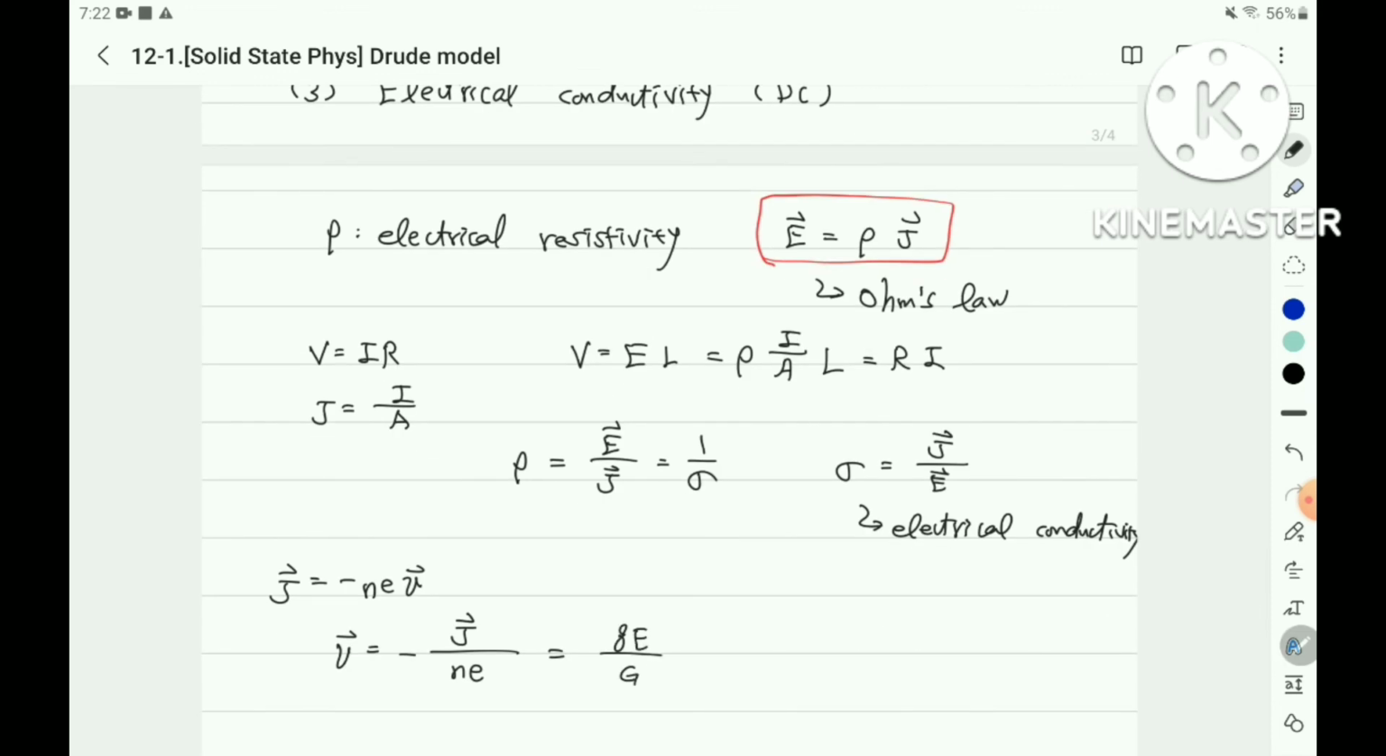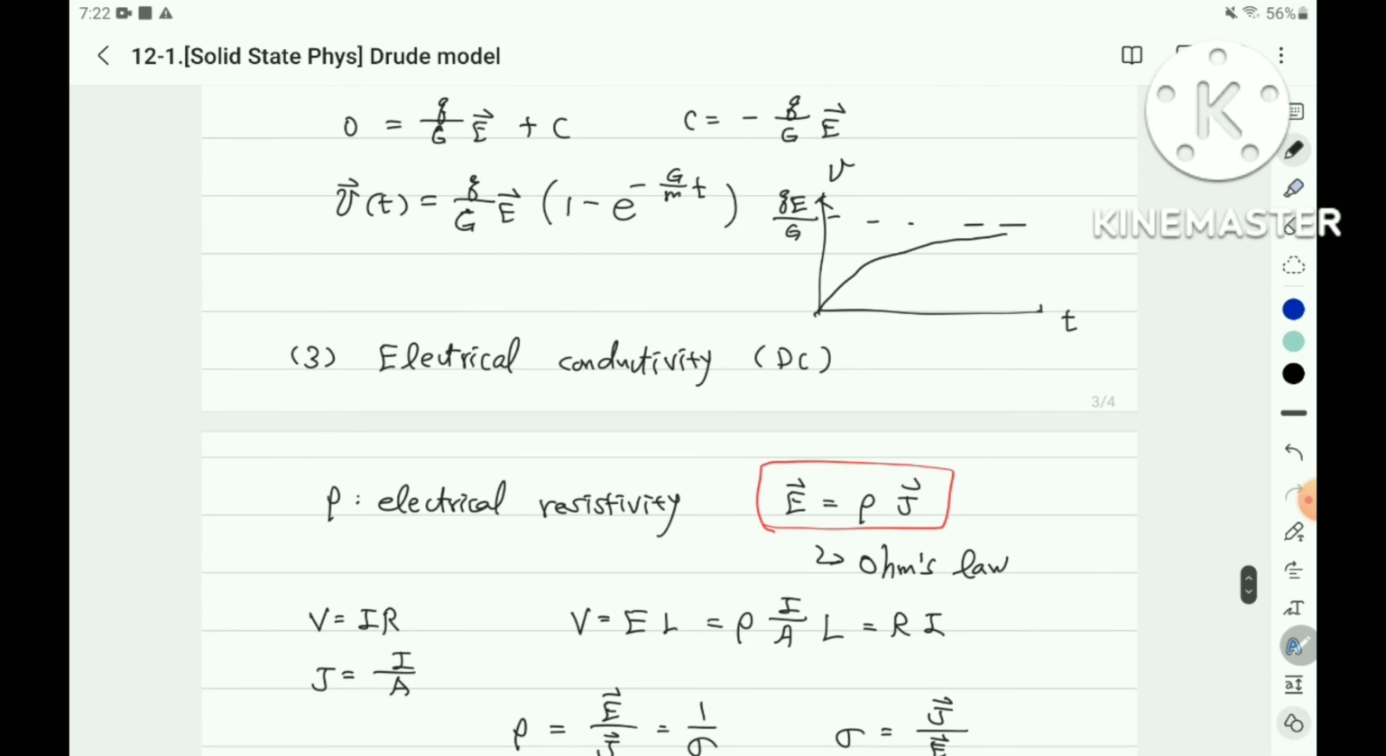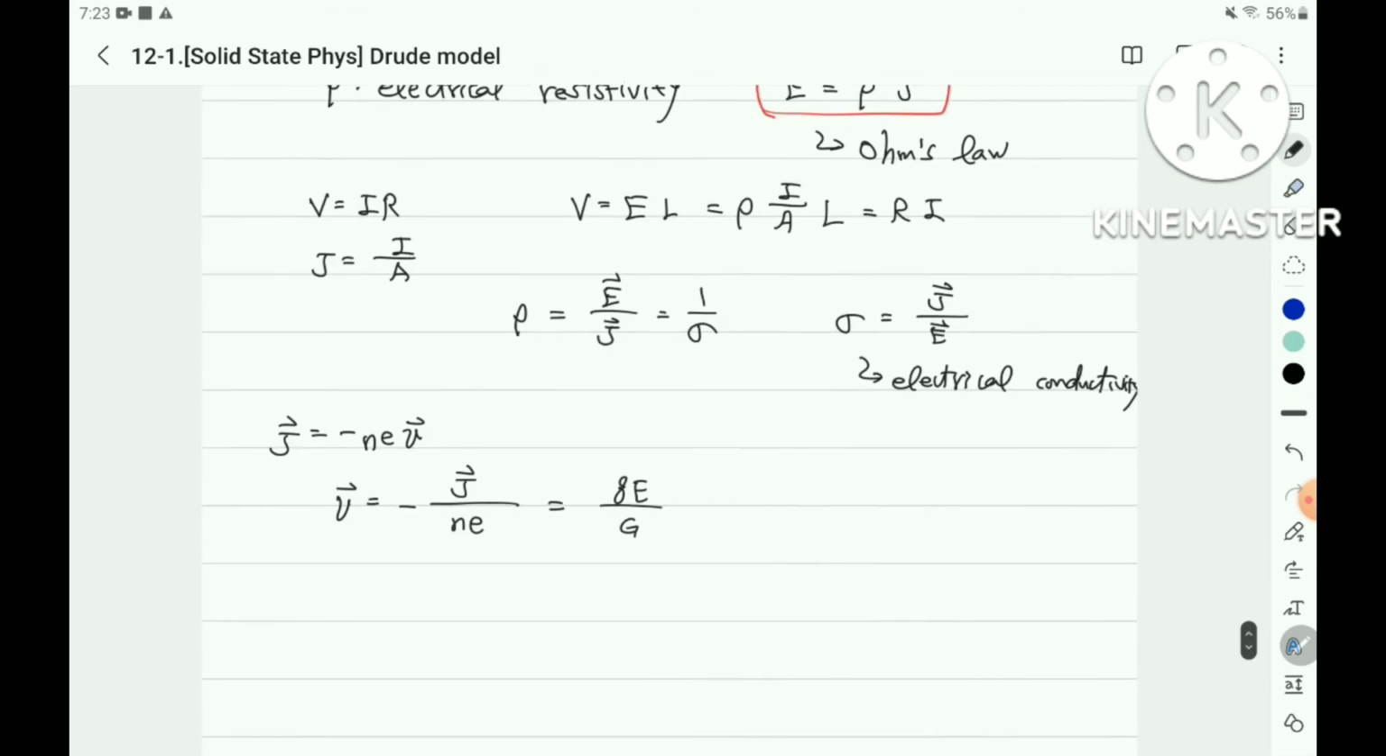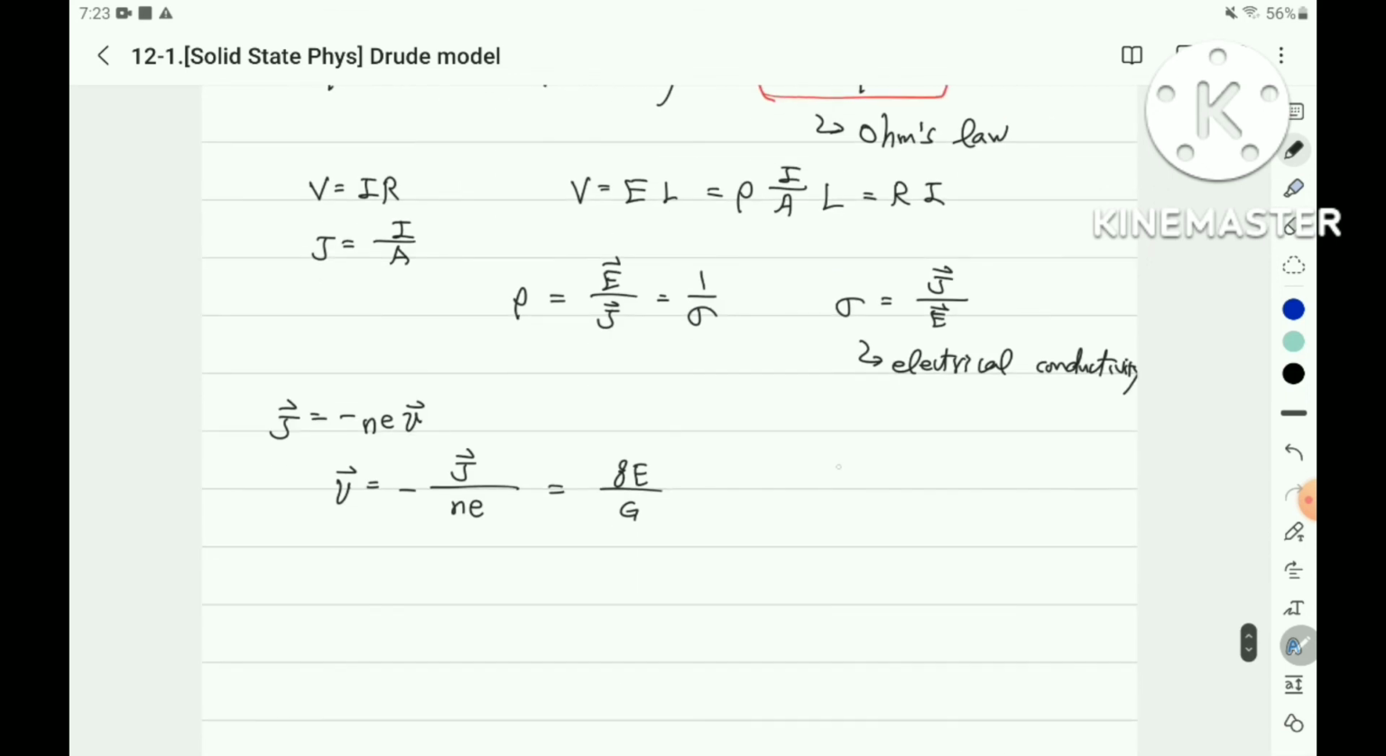Then here, this dimension gt over m should be a unitless dimension. Therefore m over g should have the time dimension. We define that it is a relaxation time here. Therefore 1 over g is tau over m.